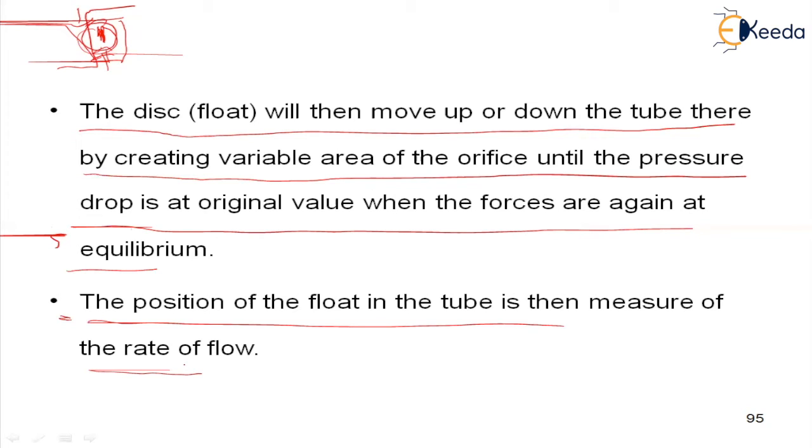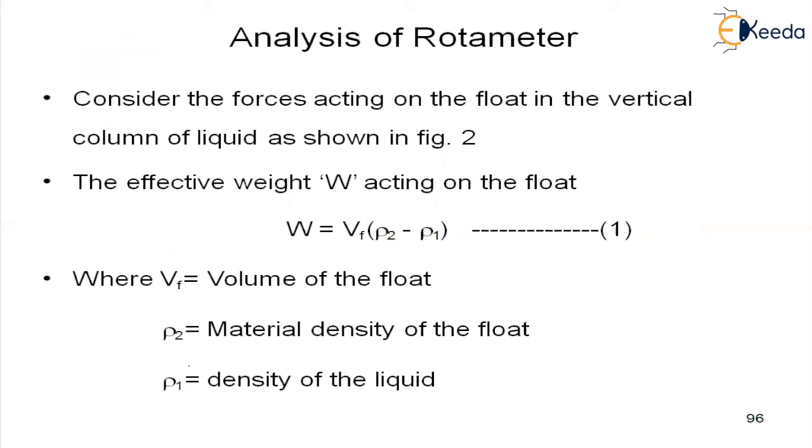Because the liquid is flowing from the bottom to top, the float moves up and down, thereby creating a variable area in the orifice, until the pressure drop is at its original value when the forces are again at equilibrium. Okay, see here the analysis. Suppose what kind of forces are acting? First, consider the forces acting on the float in the vertical column of a liquid, as shown below. I will show you the weight practically in the next slide.